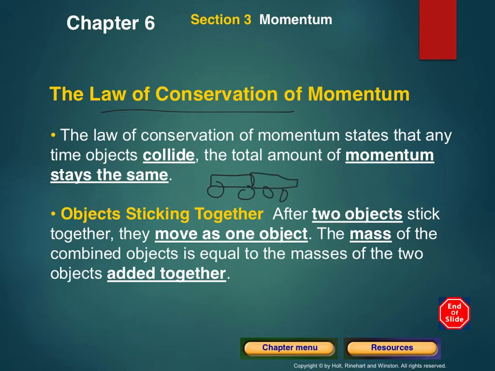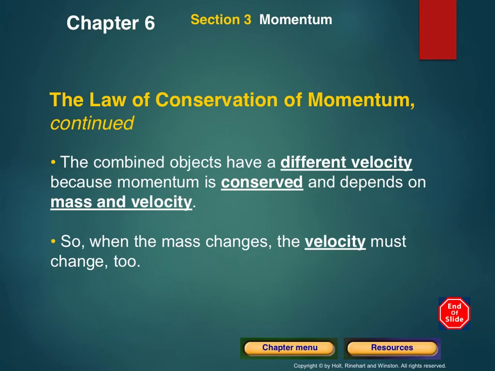And those two objects move as one object. So the combined masses, think about them now as one mass together. Now the momentum is added together, and it stays the same if they're moving in the same direction. These two combined objects will now have a different velocity because the momentum is conserved and depends on mass and velocity.